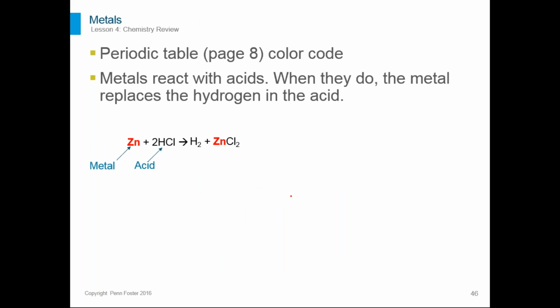When we talk about metals, if you want to check out the periodic table, which is in your book on page 8, you can also just look online for periodic tables. The one on page 8 is pretty good though. And it's color-coded, so it shows you what are metals and what are nonmetals. And like we said before, metals react with acids. They replace the hydrogen.